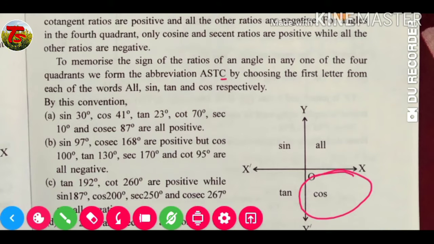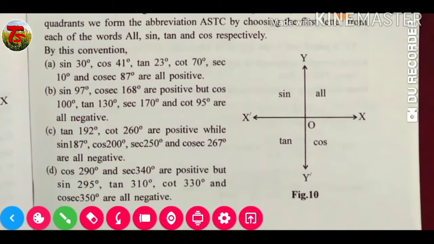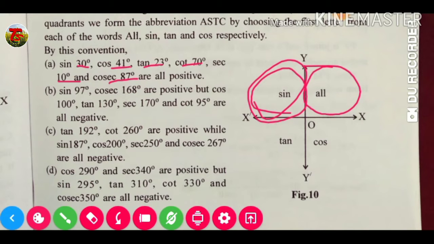So here you see A, B, C, D is given. You will see this one, and you will understand nicely. A, B, C, D. So sine 30 degree, because in the first quadrant it will be less than or equal to 90 degree. So sine 90 degree, cos 41 degree, all of these are less than 90 degree, because all ratios are positive in the first quadrant. And if more than 90 degree and less than 180 degree, then sin theta and cosec theta only. So sin 97 and cosec 168, these two will be positive, and remaining all will be negative. Similarly C and D also.